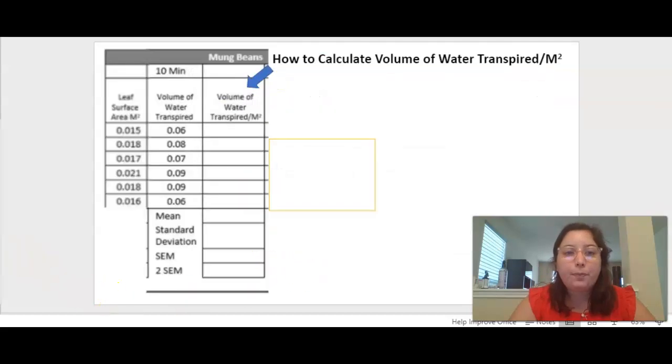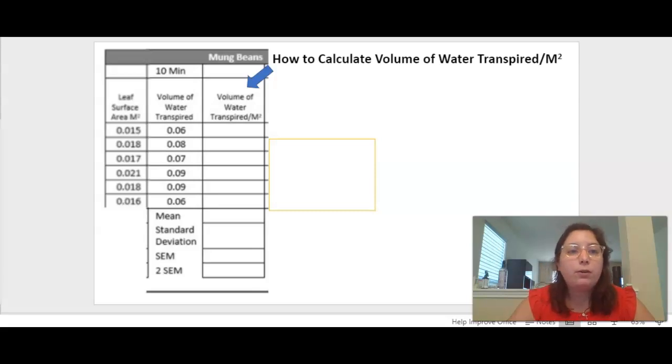Okay. So the first thing we have to do is we need to calculate the rate for every single sample. So this is how your homework is different from our classwork, right? Your classwork already had the rate calculated for you. This time you need to take what you learned on Monday, which is how to calculate the rate of volume of water being transpired over the surface area.